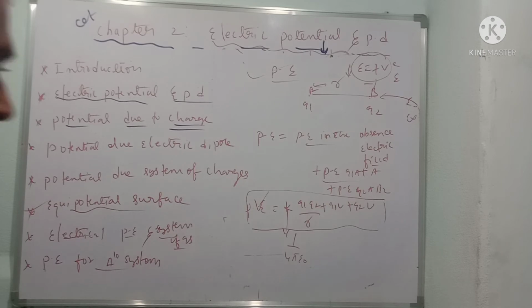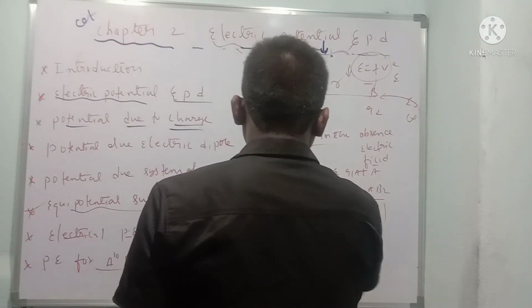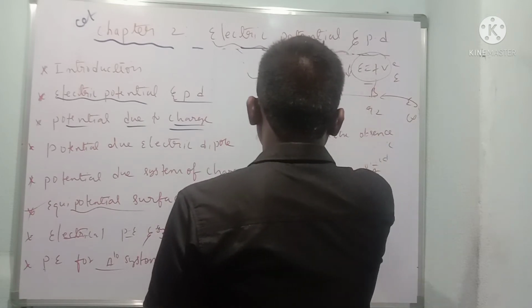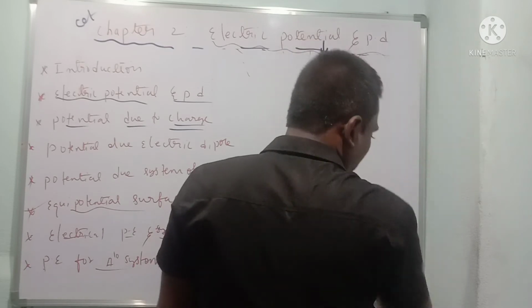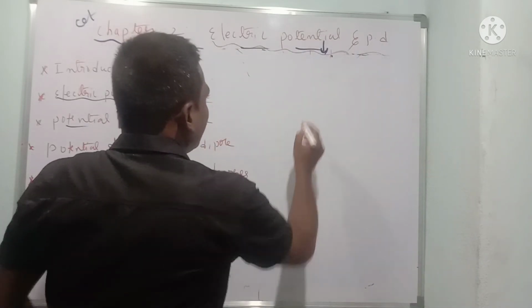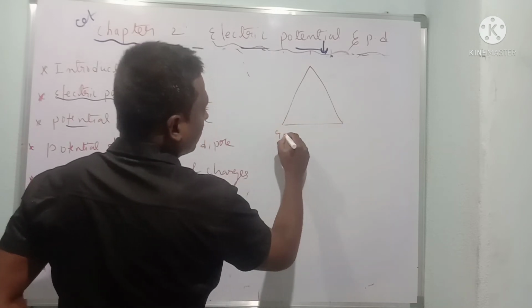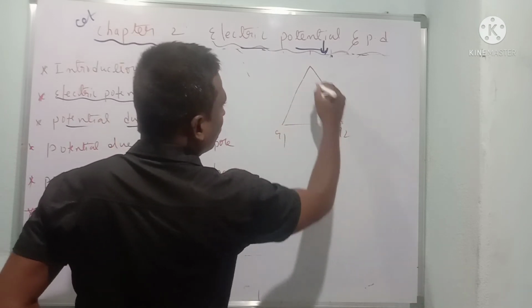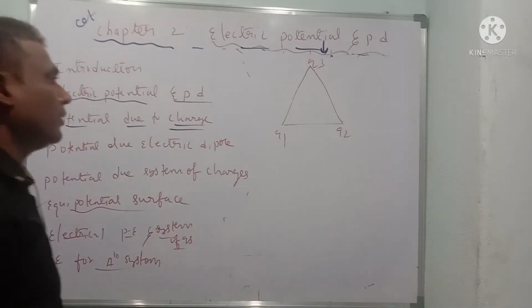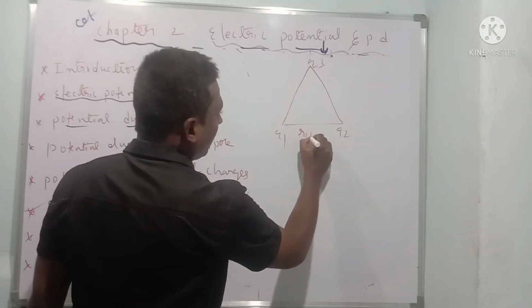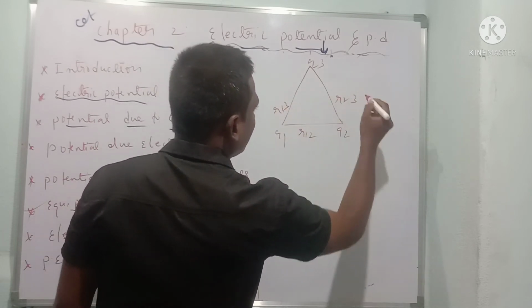Afterwards we are going to discuss the last point, that is potential for a triangle system. This is very important, children, for CET, and it is also very useful in NEET. So let us take Q1, Q2, Q3. Three charges are there. I will call the separations R12, R13 and R23.